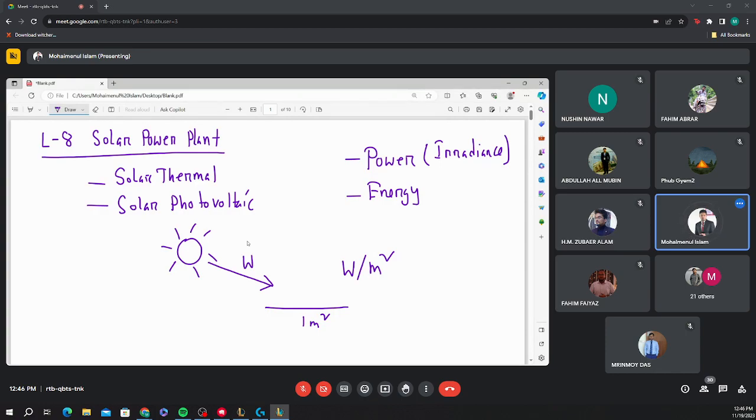From another point of view, solar energy, that means the sun energy you are getting: suppose you have the power, you multiply it with the time, that means P into T, and that will provide you energy. So the unit should be watt hour per meter square. That is called your solar energy. Is it clear?